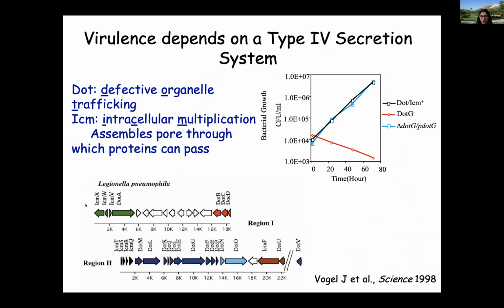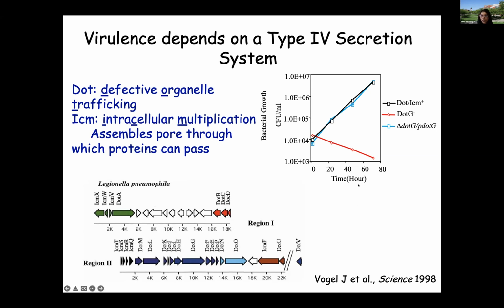So DOT is for defective organelle trafficking. ICM basically means the same thing. Just 2 different labs, almost at the same time, had identified them. And so we call them the DOT/ICM secretion system. And so what is it made up of? There are 2 regions in Legionella that basically form this transport structure. And this transport structure then releases effectors, or proteins, that are produced in Legionella during an infection.